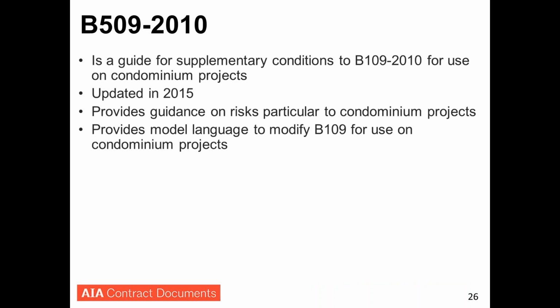Moving on to B509 then, which is the guide for how to modify B109 to use it when you have a project involving condominium construction. As I mentioned, we updated the guide a couple of years ago and covered most of what's on this slide, but let me also mention where you can get B509. It's a document that's available for free on our website. We'll show you that at the end of the program too. But you can basically copy and paste the model language that's provided in B509 into your B109 template to make those modifications. So we've tried to make it as easy to use as we can.